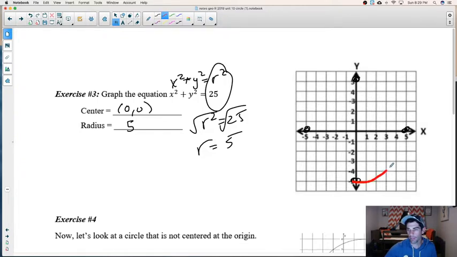Which means there it is, more or less. There is a circle with a radius of 5. I use those points because it's easy to count 5 when you're moving straight. I'm not going to try to count 5 on this diagonal here.